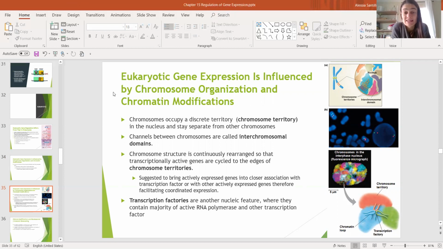But now they're realizing that it's actually not the case, that we actually start forming these discrete territories. The chromosomes start kind of looping, as you can see here. Chromosomes start looping and they form discrete territories in certain areas of the nucleus. And these are known as chromosome territories. So in the nucleus, each chromosome basically stays apart from other chromosomes.